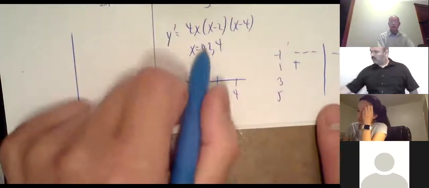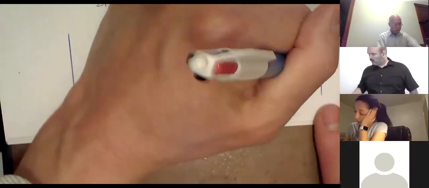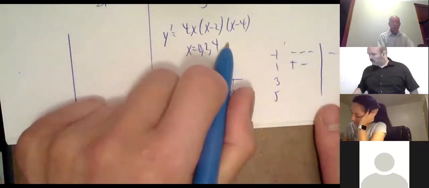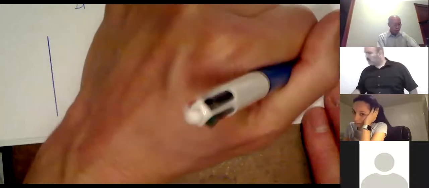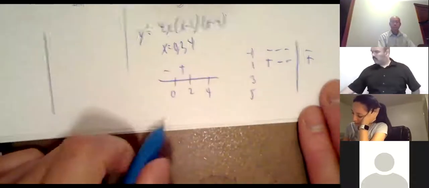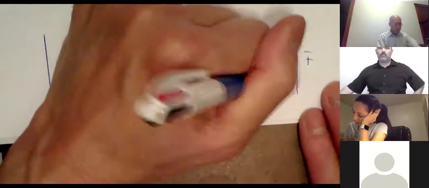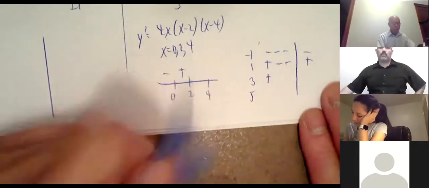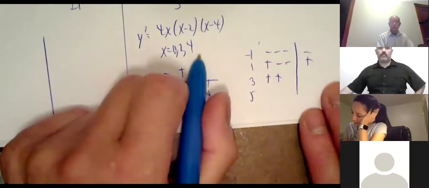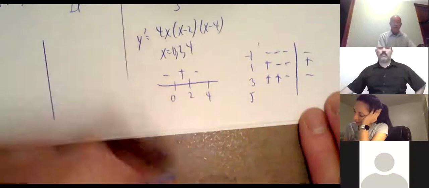Plug in 1. 4 times 1 is positive. 1 minus 2 is negative. 1 minus 4 is negative. Multiply them all together. Positive. Plug in 3. 4 times 3, positive. 3 minus 2, positive. 3 minus 4 is negative. Multiply them together. Negative.